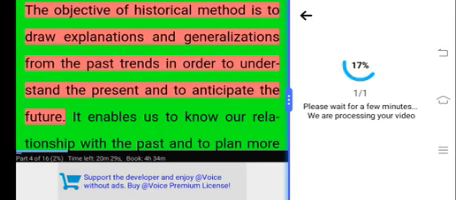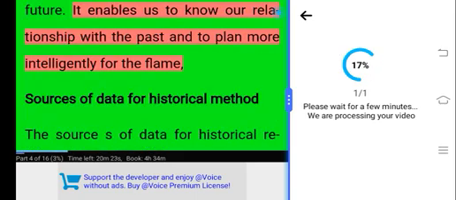The objective of historical method is to draw explanations and generalizations from the past trends in order to understand the present and to anticipate the future. It enables us to know our relationship with the past and to plan more intelligently for the future.